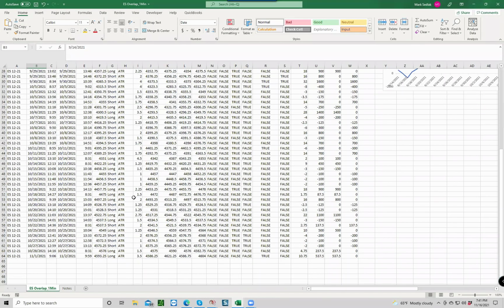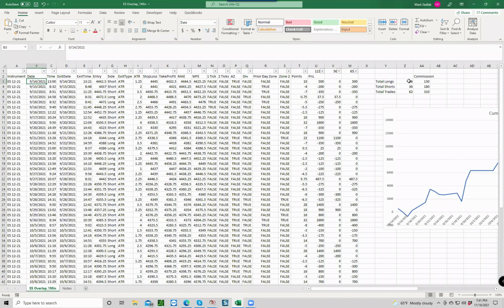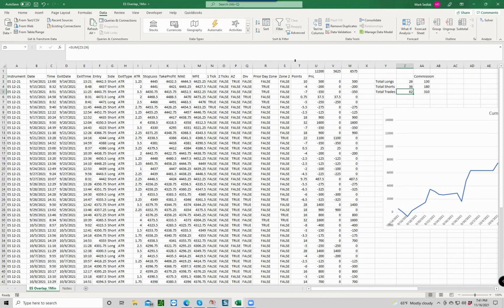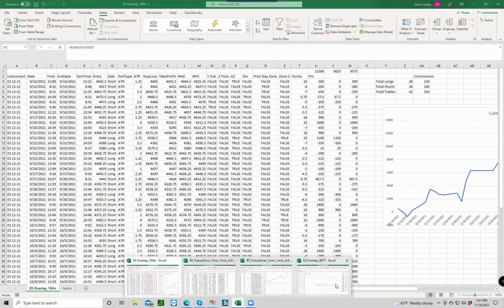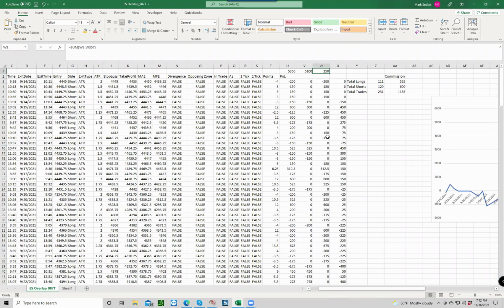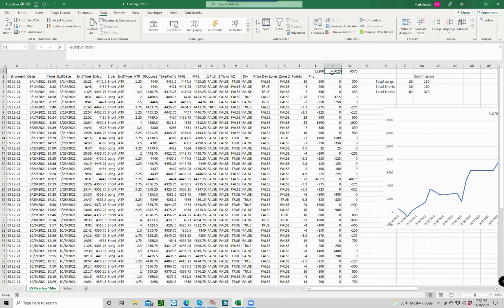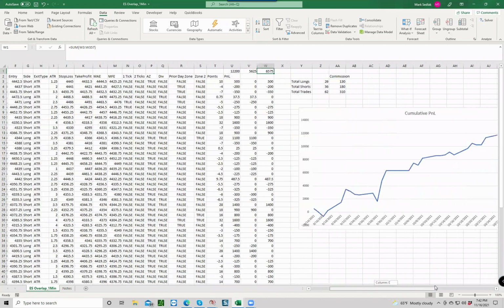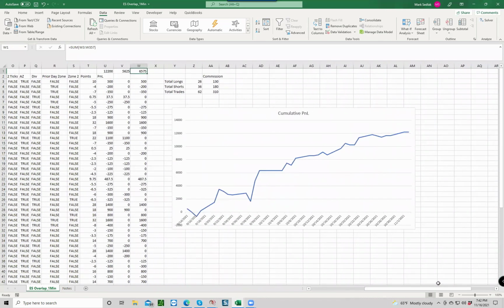Same exact testing period. 26 longs, 36 shorts, 62 total, a little bit better. $12,200. A very nice balance between my longs and shorts. On the other one, it was heavily long. I forgot to mention that. This one, long, short, very nice balance. And check that out.